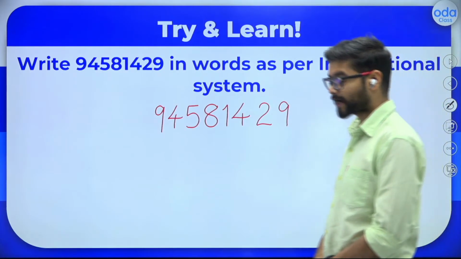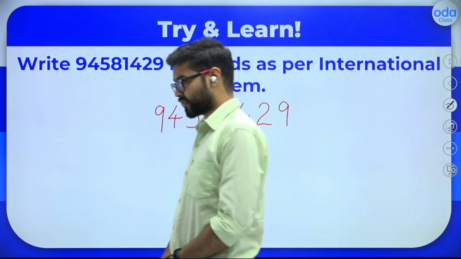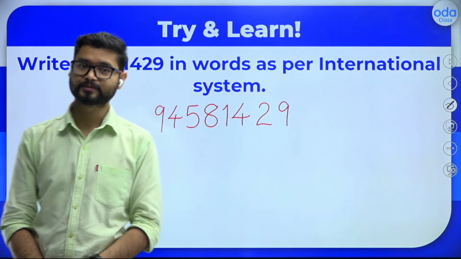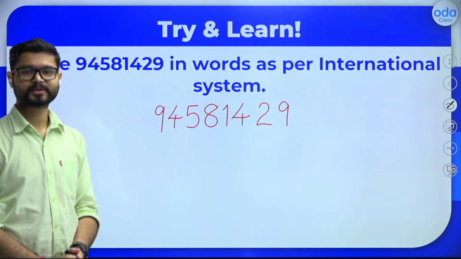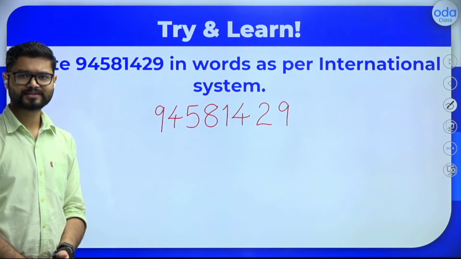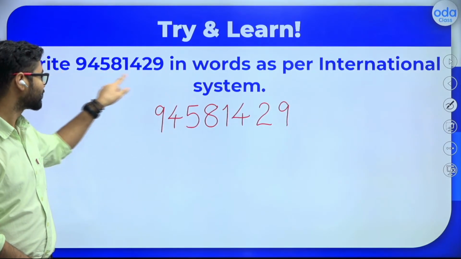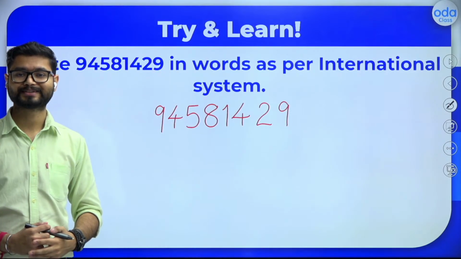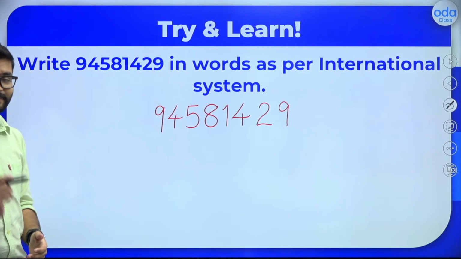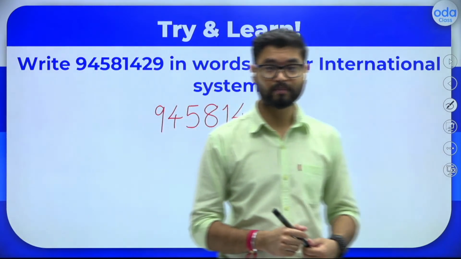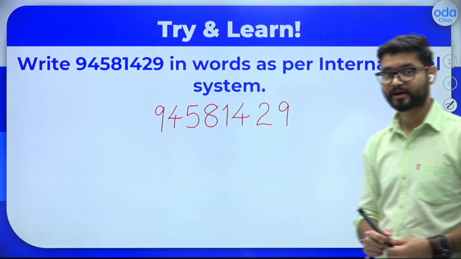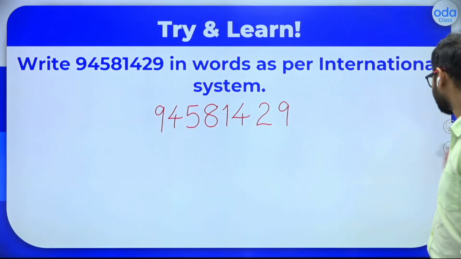Take your time. We are not in a rush, but make sure that you solve it properly. It's important. Write this big number, whatever it is, in words as per the international system. The placement of commas is very important. They play a very crucial role here.